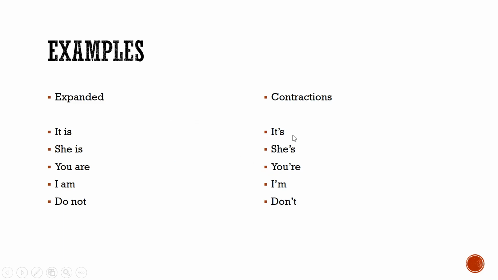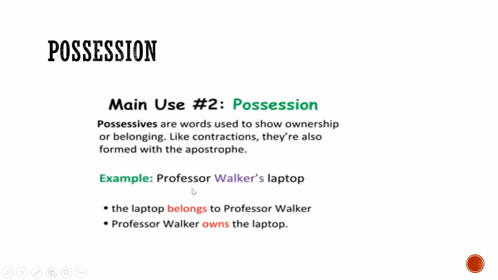But I would say avoid using that in your English exams. It's instead should be it is. She's is she is. You're is you are. I'm is I am. Don't is do not. So we can use this when we speak, but when we write, it's not proper to use it. Now let's take a look at our second use of the apostrophe.